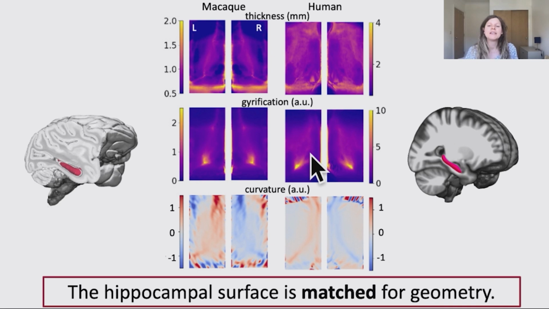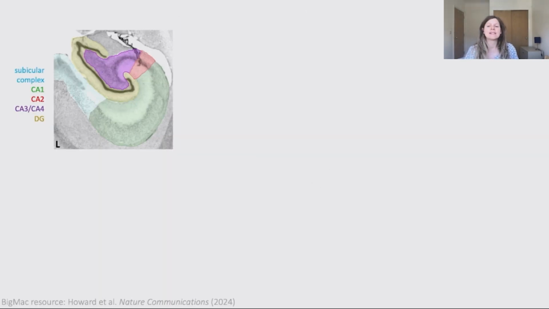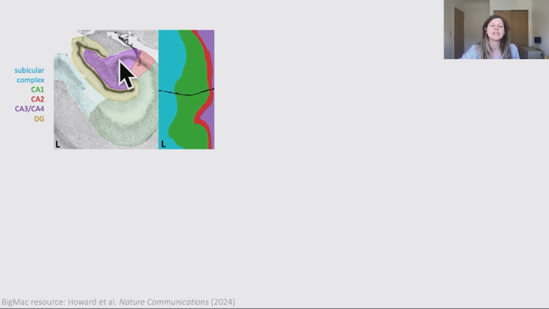So what about histology? We accessed the histological data from the BigMac resource and manually labeled the hippocampal subfields. And then we mapped all this information to the surface, resulting in this flat map of microstructure where subfields appear as vertical stripes.